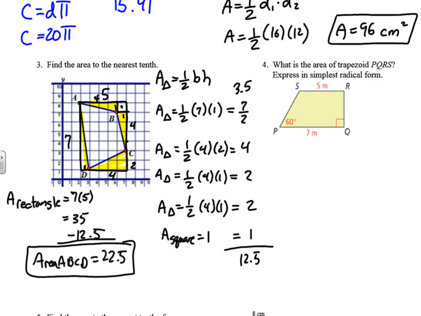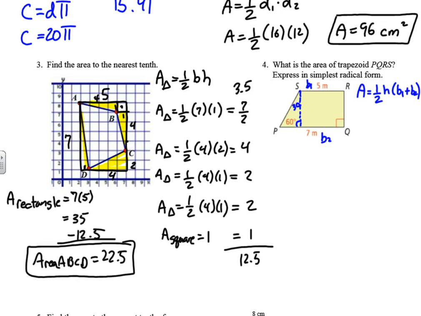Number 4, what is the area of this trapezoid? So we're thinking the area of a trapezoid is 1/2 the height times base 1 plus base 2. Right now we know that base 1 is 5, base 2 is 7, but we have to find the height. Here's how we can find the height. We'll draw a perpendicular line down here. And what did we just create?